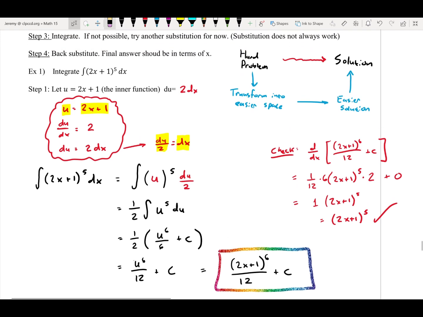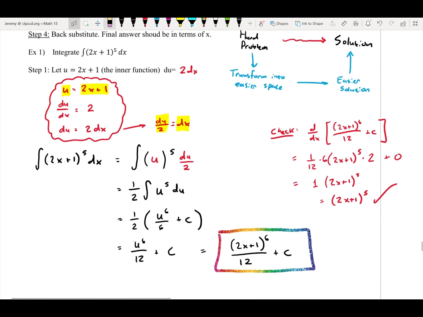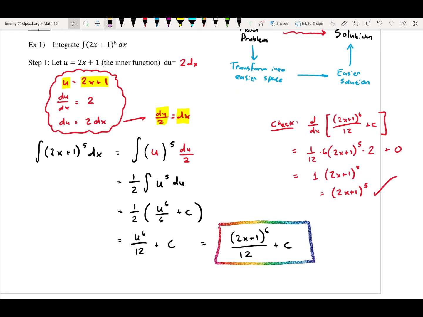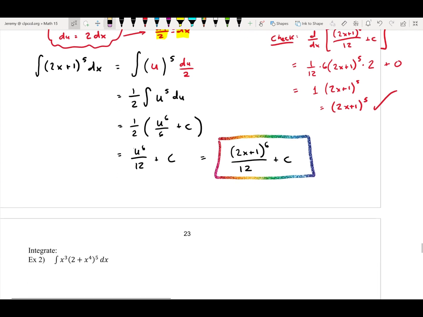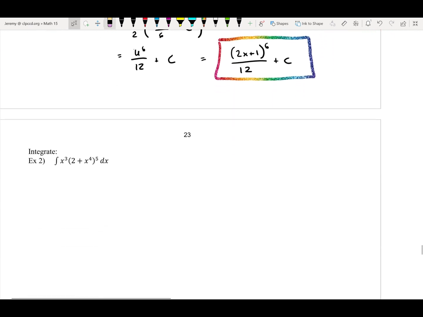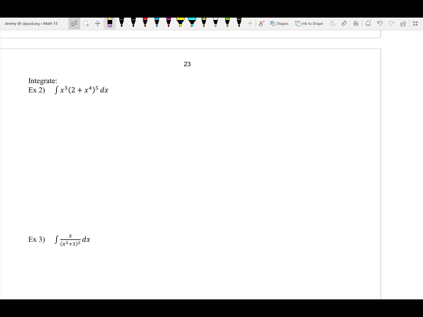Okay, so that is our basic process for using u substitutions to evaluate integrals involving compositions of functions. Let's try another one. Example 2. We want to integrate x cubed times (2 plus x to the 4th) raised to the 5th power dx. This is a pretty scary looking one.